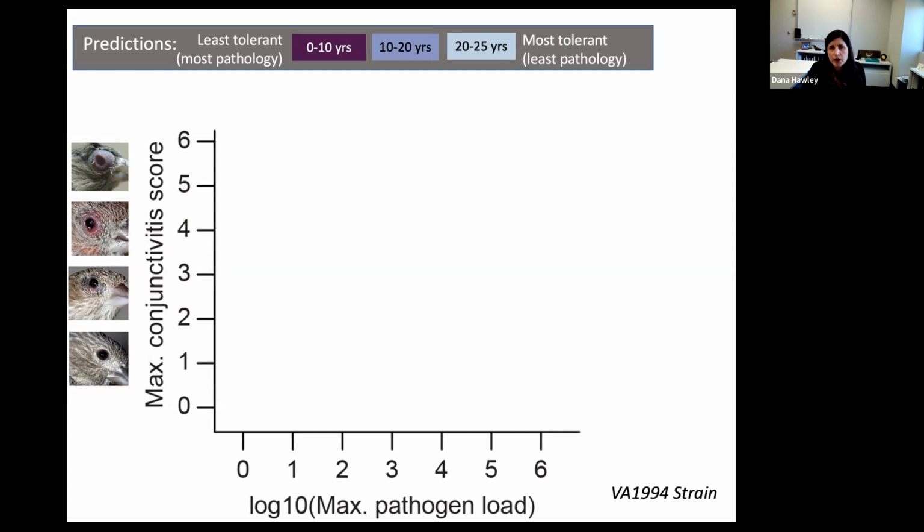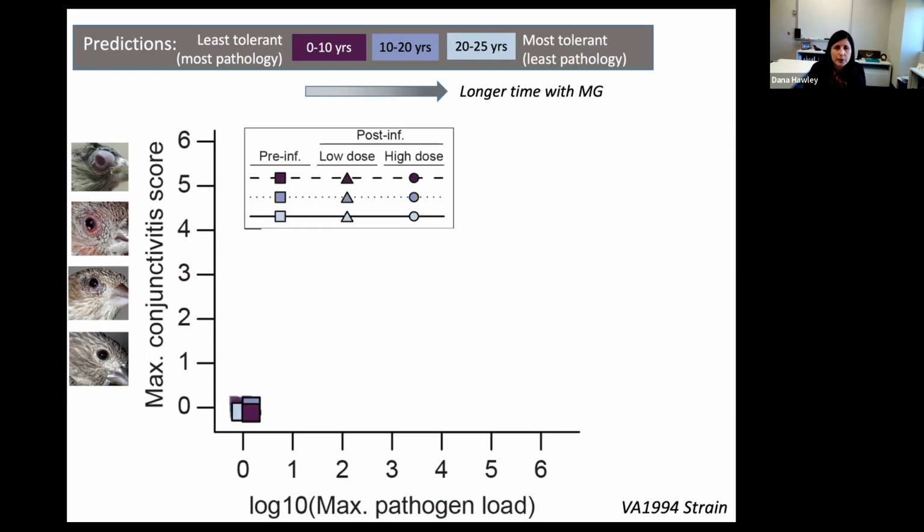And here I'm first showing you just data for the Virginia 1994 strain. And again, the populations go from the least amount of population level time with MG in dark purple to the most amount of time with MG in light blue.